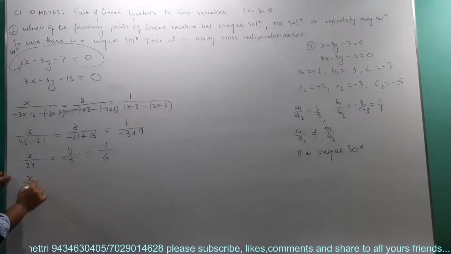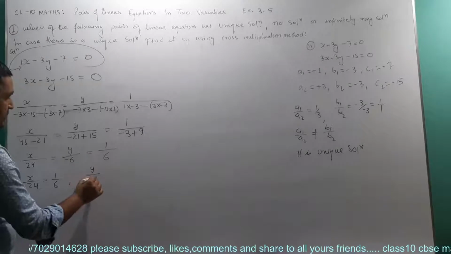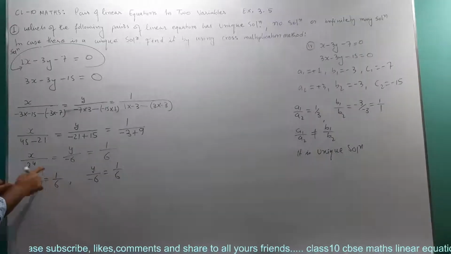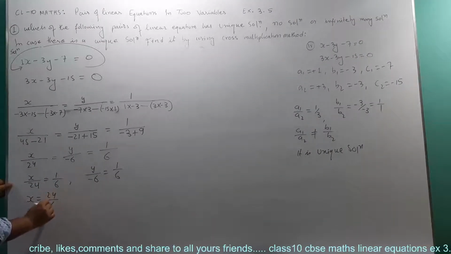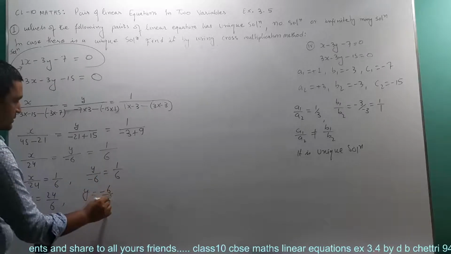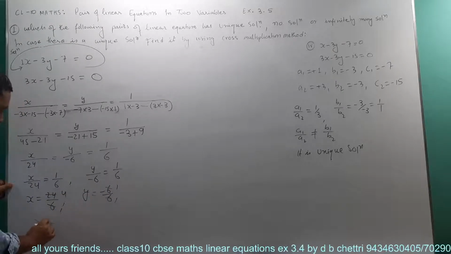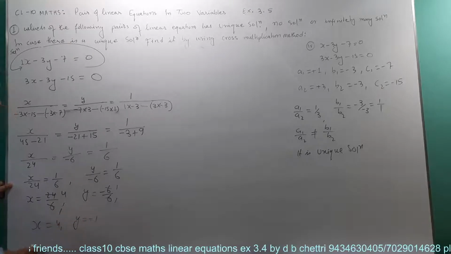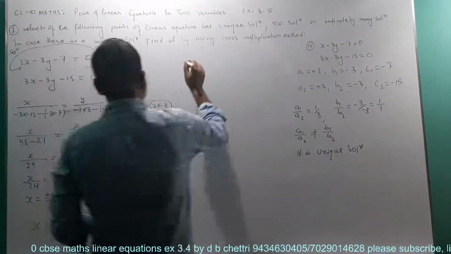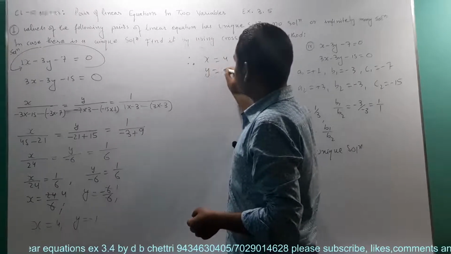x by 24 equals 1 by 6, then y by minus 6 equals 1 by 6. Then this down number goes off, that means x equals 24 by 6, y equals minus 6 by 6. Now cancel it. 6 4s are 24, so x equals 4 and y equals minus 1. This is the shortcut method to solve a pair of linear equations by cross multiplication. After getting the values of x and y, you can write together: x equals 4, then y equals minus 1.